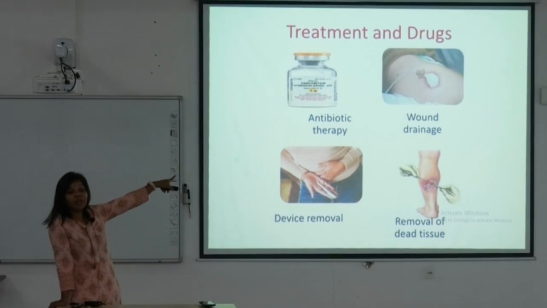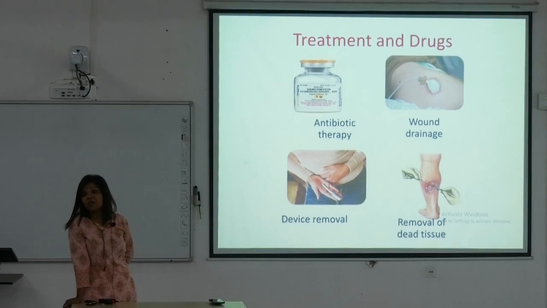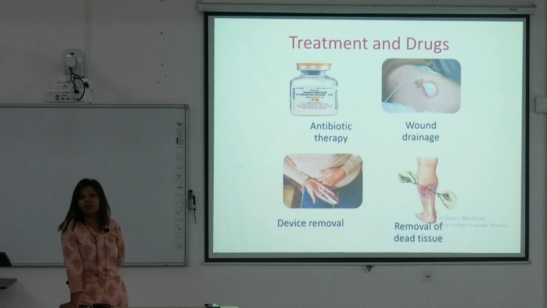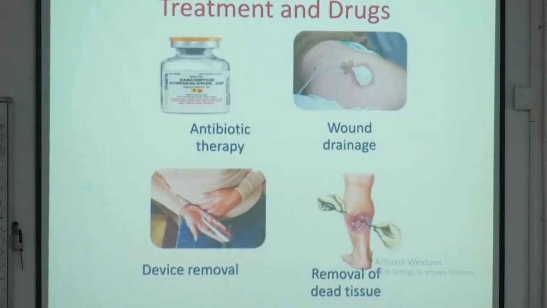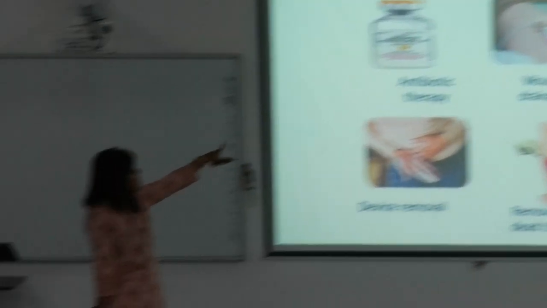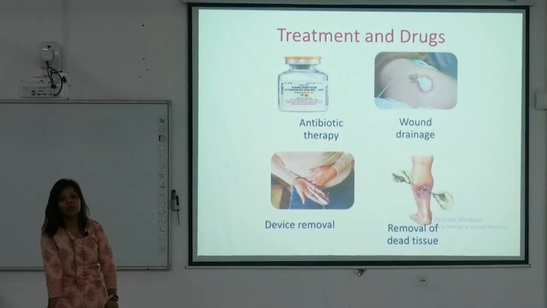So what is happening? I told you, if it is impetigo, or if it is a severe form like a carbuncle, then it needs incision and drainage. So that is wound drainage, and after that there is antibiotic therapy.